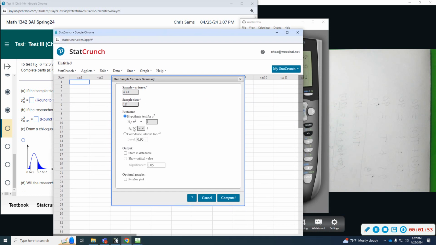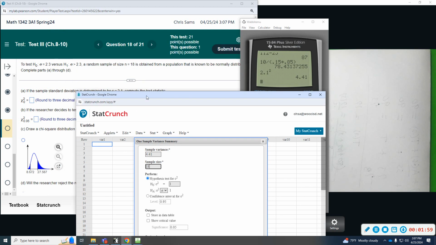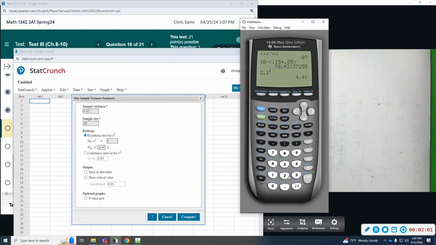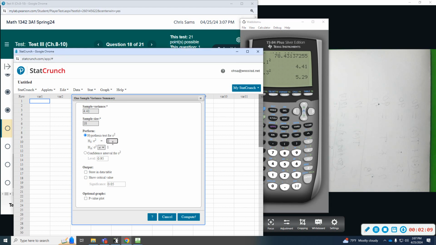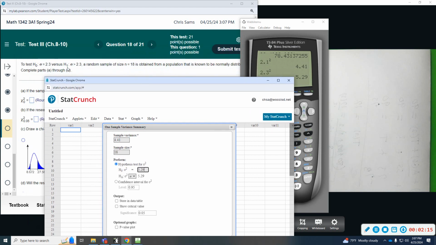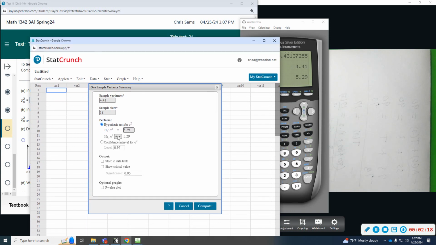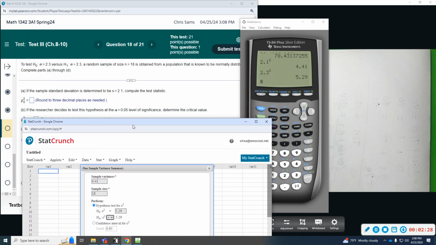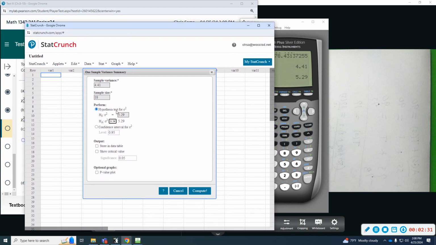So I'm going to go to, oh no, this is the sigma squared first, 2.3 squared. Sigma squared is 2.3 squared, and we get 5.29. We were testing equal versus greater than, and we can do both. I'm going to come back. It is at the 5% level, so I'm going to let it go ahead and do a hypothesis test.